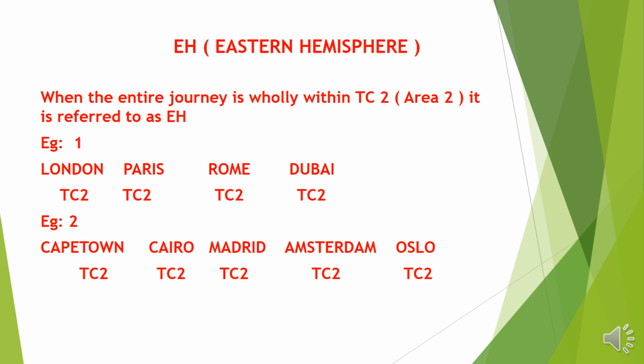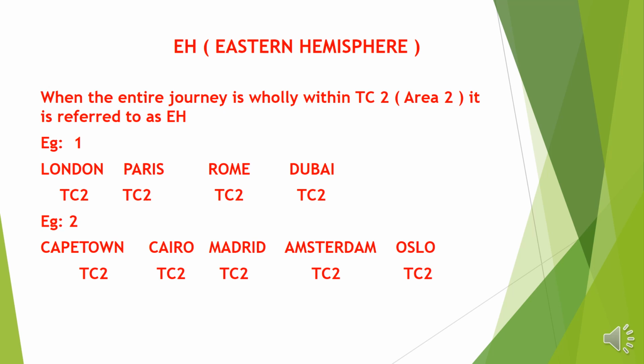Paris is in France, in Europe, TC2. Rome is in Italy, it's in Europe in TC2. And Dubai is in UAE, which is again in Middle East in TC2. So the entire journey in TC2, you call it EH.